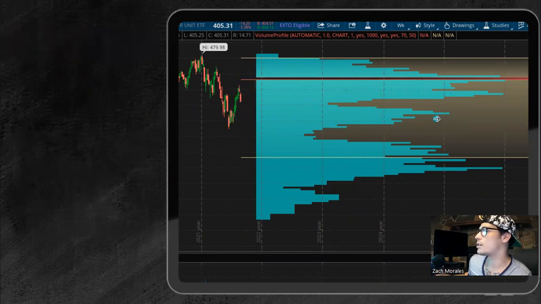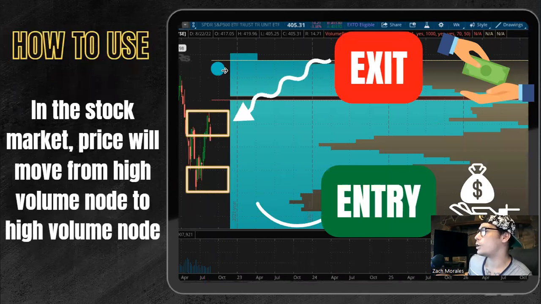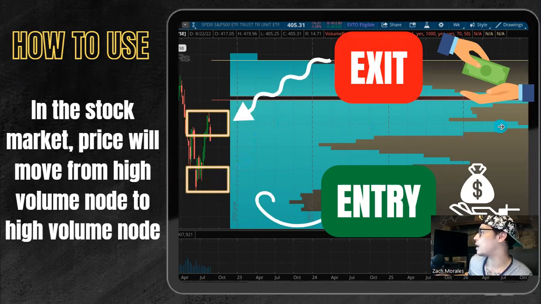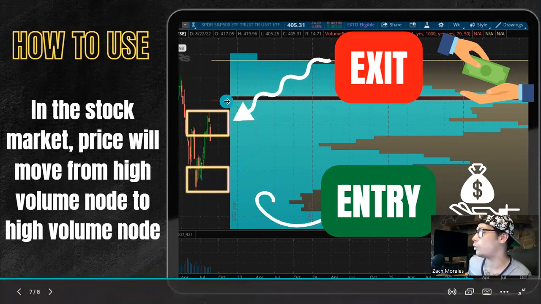We'll move on to the next slide, and it goes over how to use it. We can see here, if we would have entered off of that really big high volume node down here, and then ride that up to here to our next high volume node, that's our exit. So we put money in here, at one high volume node, we know that this is either going to be a pivot point. We're either going to come to this high volume area and pivot downward, or we're going to pivot upwards.